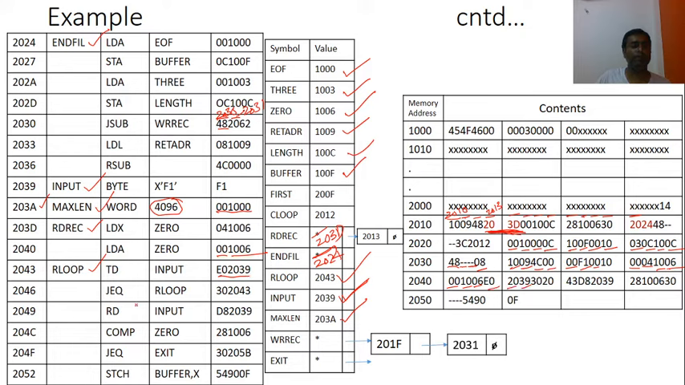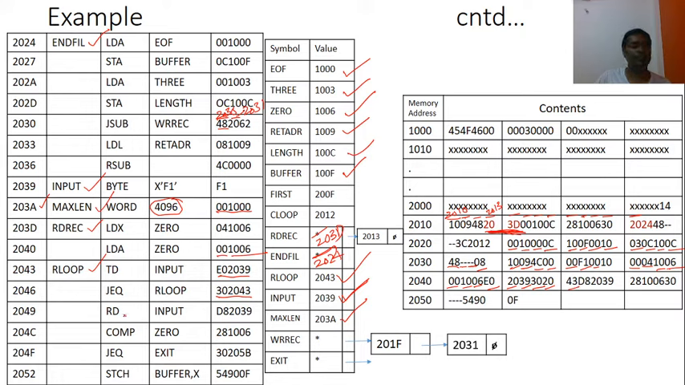E02039. Then the instruction is JEQ RLOOP. RLOOP is defined earlier. Just check that from the symbol table. Yes. What is the value? 2043. So we can assemble this instruction. 302043. Just load this. 302043.